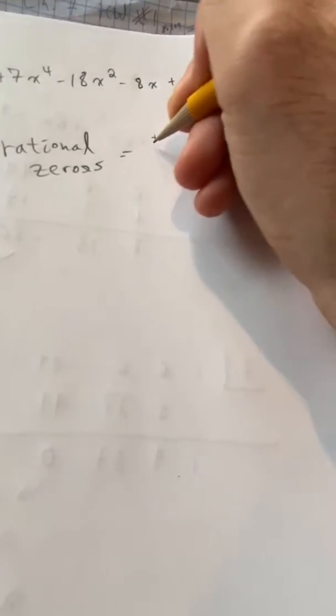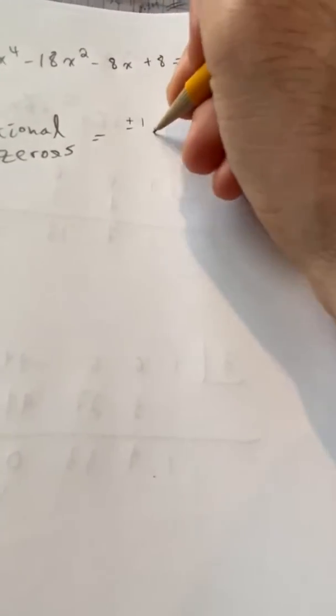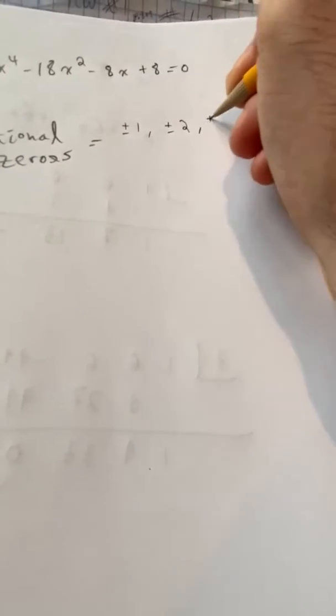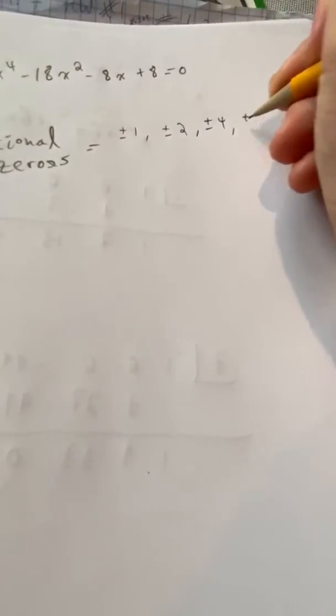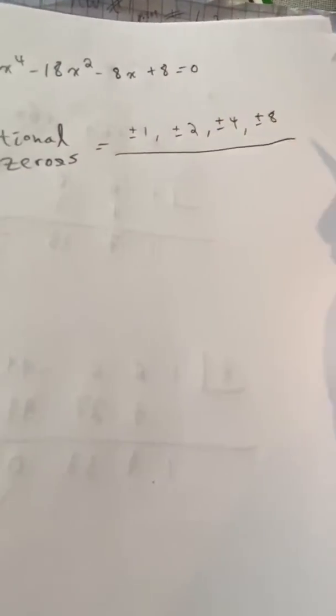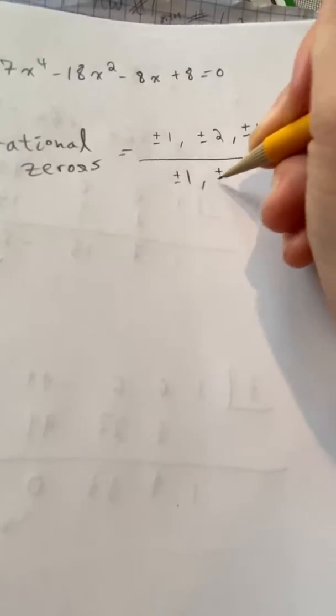So what we could do is first apply the rational zero theorem. We look at the leading coefficient, which is 2, and the constant term, which is 8. So we know that all the rational zeros are going to have this form. We have the factors of 8, so plus or minus 1, plus or minus 2, plus or minus 4, or plus or minus 8. And then we have the factors of the leading coefficient, so plus or minus 1 or plus or minus 2.